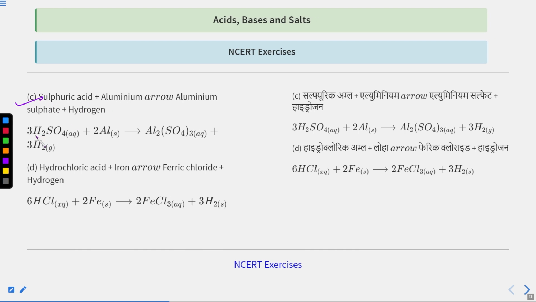Part C, sulfuric acid, H2SO4, reacting with aluminium, will form aluminium sulfate plus hydrogen gas. So 3H2SO4 plus 2Al gives Al2(SO4) whole thrice plus 3H2. So this is a complete balanced chemical equation. The unbalanced chemical equation of this particular statement is H2SO4 plus Al gives Al2(SO4) whole thrice and 3H2.